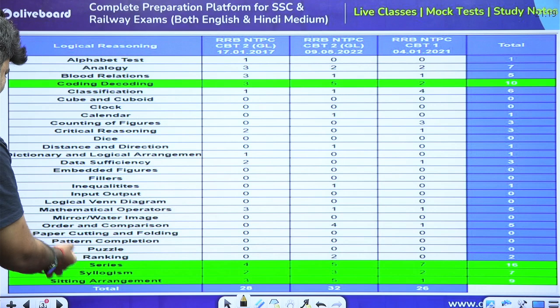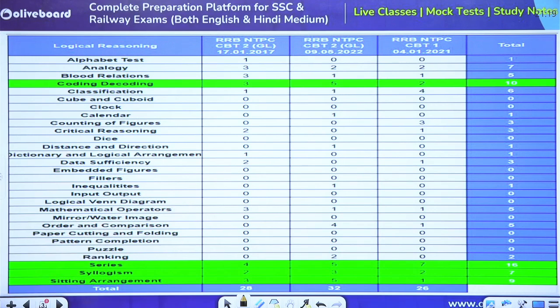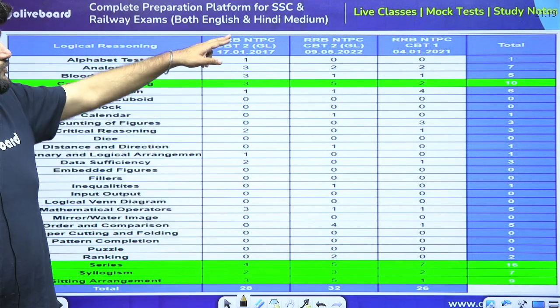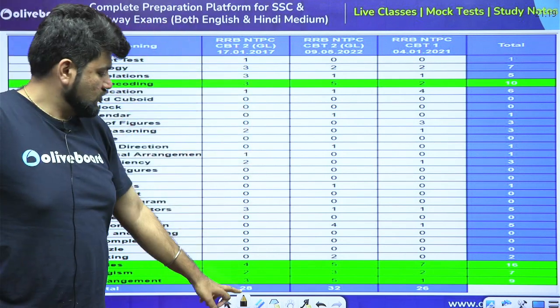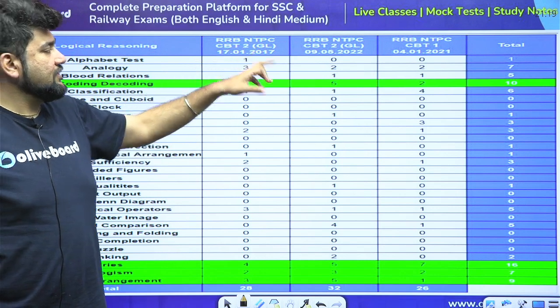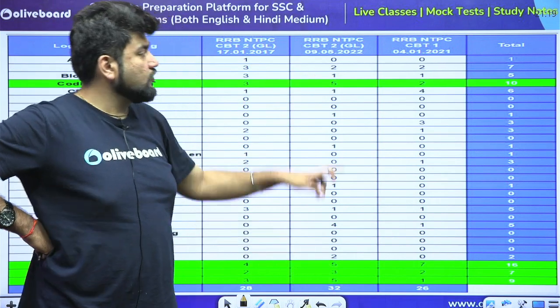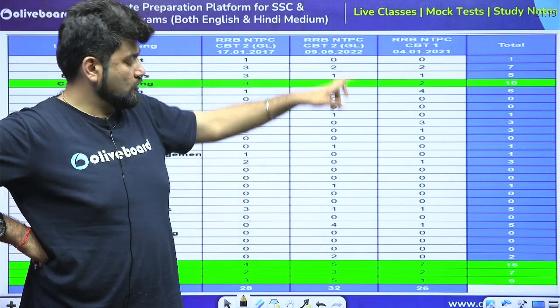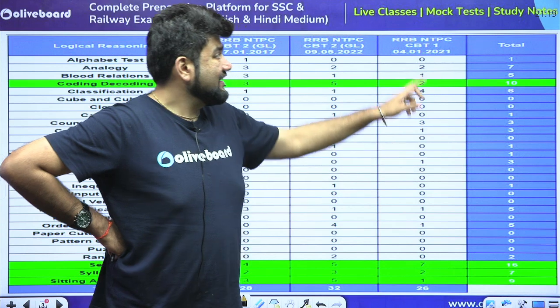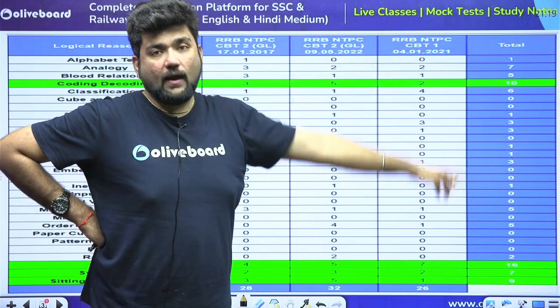Mirror water images, order and comparison, paper cutting and folding, pattern completion, puzzle, ranking, series, syllogism, sitting arrangement, right? So you can see the vertical total gives you how many questions were asked in that shift from this particular subject, that is logical reasoning. So 28 questions of logical reasoning in CBT 2 2017, 32 questions of logical reasoning in CBT 2 2022. So this was the closest to the actual mark, and 26 in 2021 CBT 1.